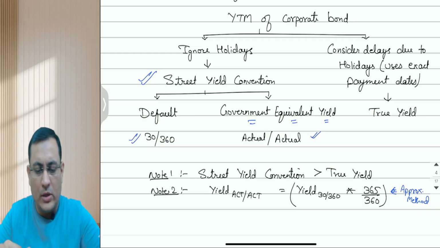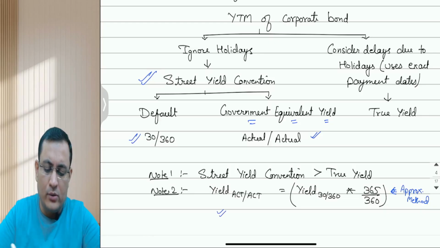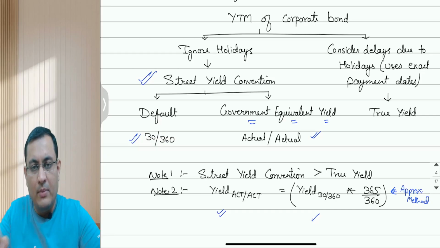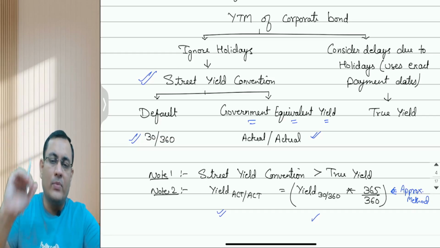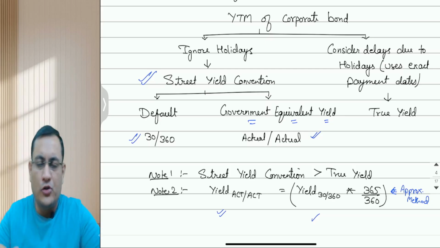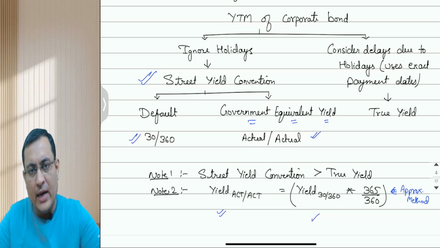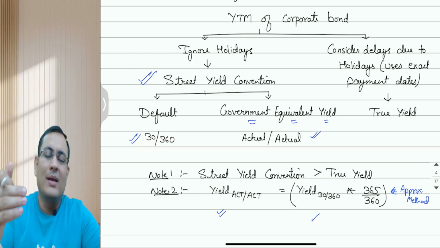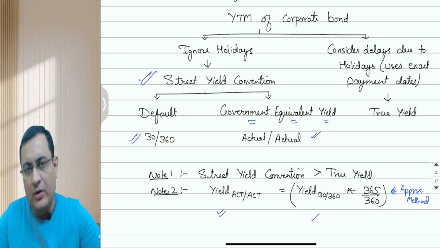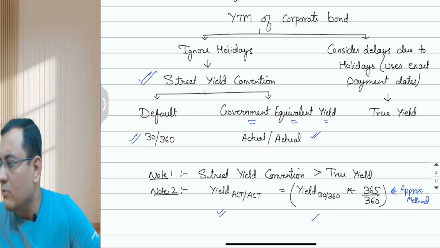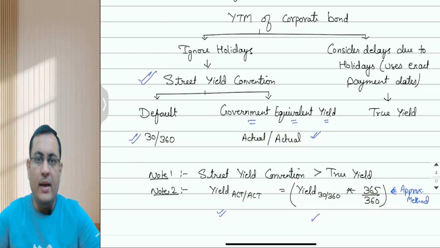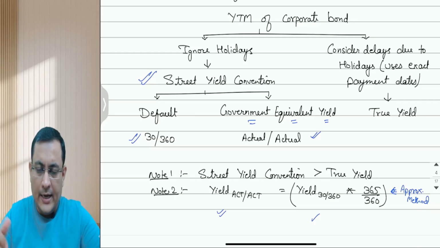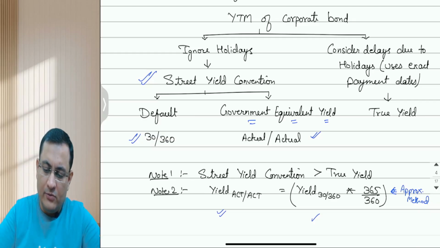That's why we can use the approximation formula, where the yield we have calculated on 30 by 360 basis will be multiplied by 365 upon 360. The normal proportionate concept will be used, that 360 will be divided and 365 will be multiplied. So it will give an approximation value of yield based on actual by actual. So very small topic. Let's go for one illustration for this.